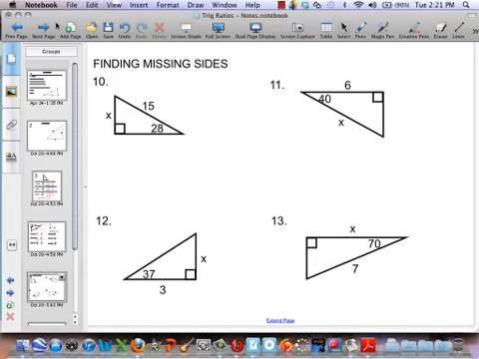Alright, so setting these up really isn't too bad. In fact, I'm going to do several with you. I'll do the first one with you, and I'm going to ask you for number 11.